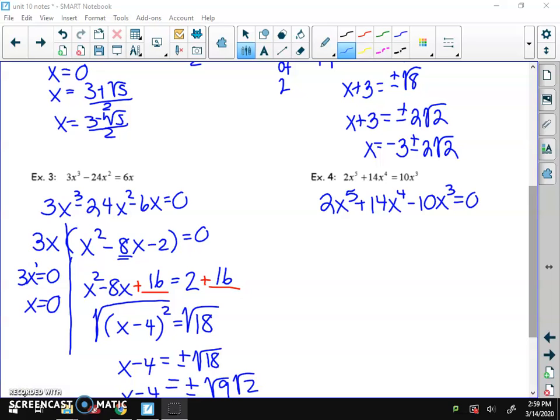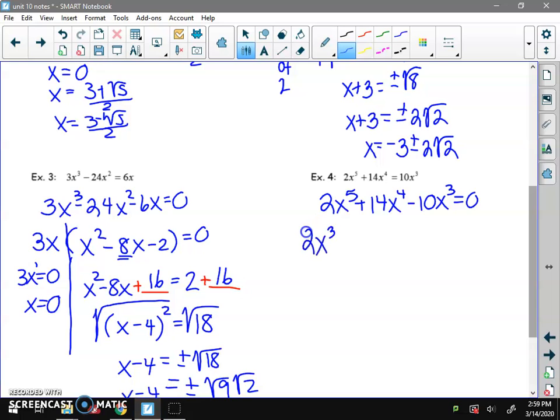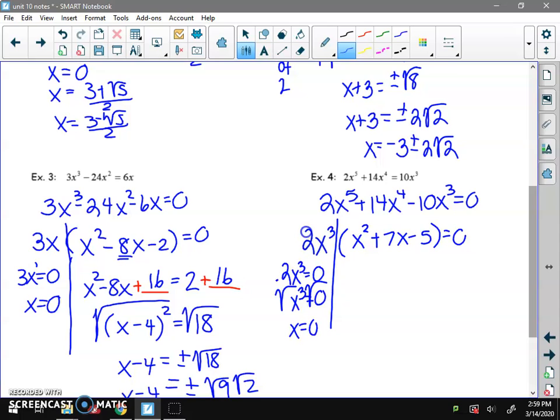On number 4, I've set that equal to 0. I'm going to take out a GCF of this time 2x to the third. That would leave me x squared plus 7x minus 5 equals 0. On this side, 2x cubed equals 0, which makes x cubed equal to 0. Taking the cube root of each side, I'm going to get x equals 0. Now, because it was x cubed, I have a multiplicity of 3 on this side.